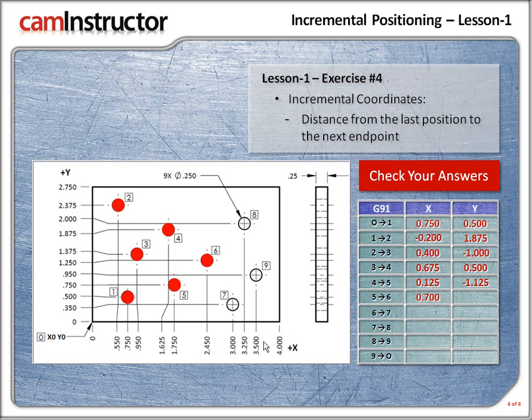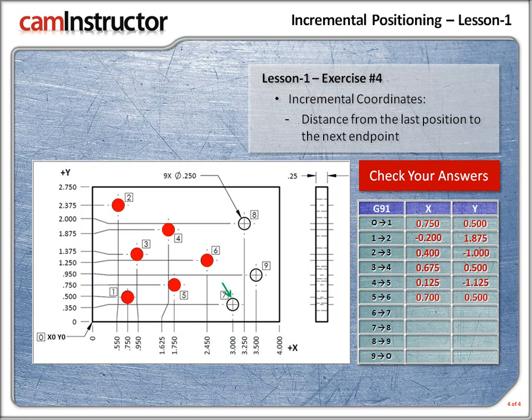Now, how much would you move in the y-axis from position 5 to 6? It would be a positive amount, 0.5. Now, how do we get that? The 1.25 dimension minus the 0.75 dimension. Looking good. So from 5 to 6, x plus 0.7 and y plus 0.5.